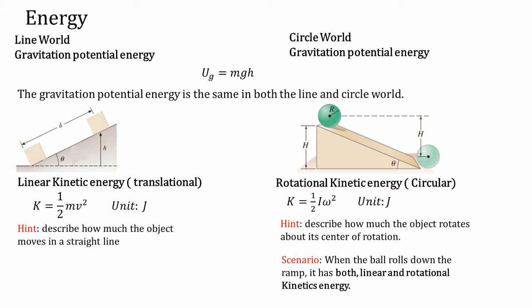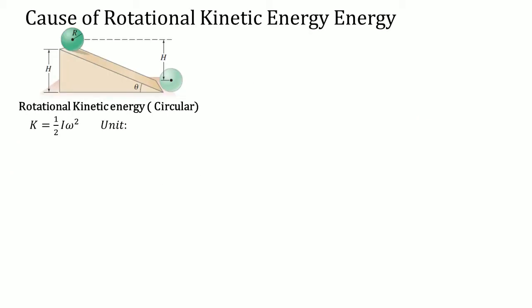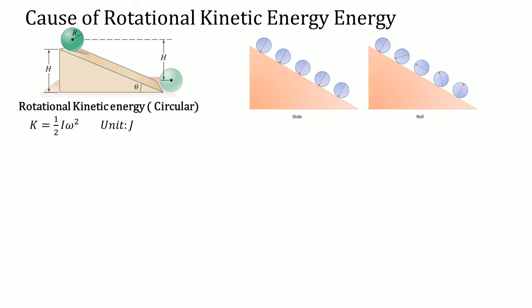Now you should wonder, what causes rotational kinetic energy? We know that it can just be defined as 1/2 I omega squared. We see that there are two ways. First of all, let's take when an object just slides down a ramp and when an object rolls on a ramp. These are the two scenarios we're looking at.